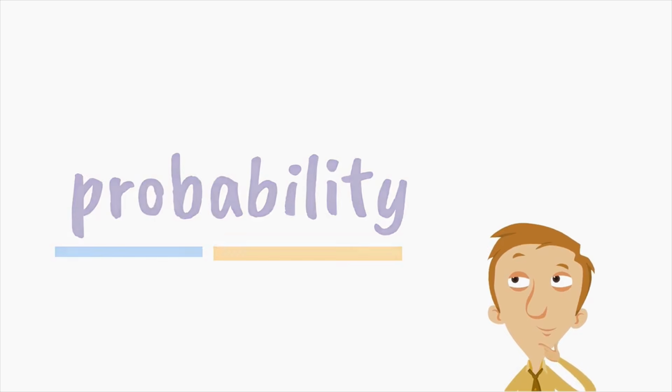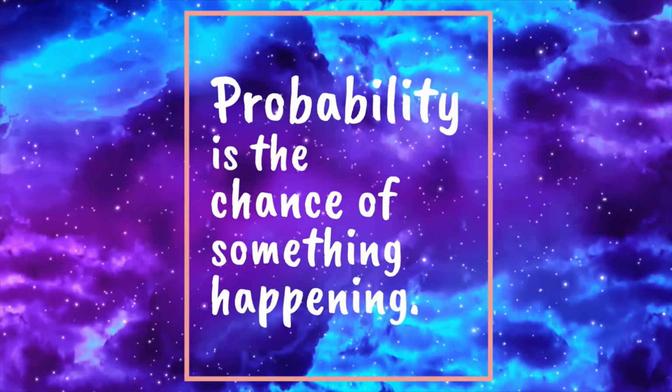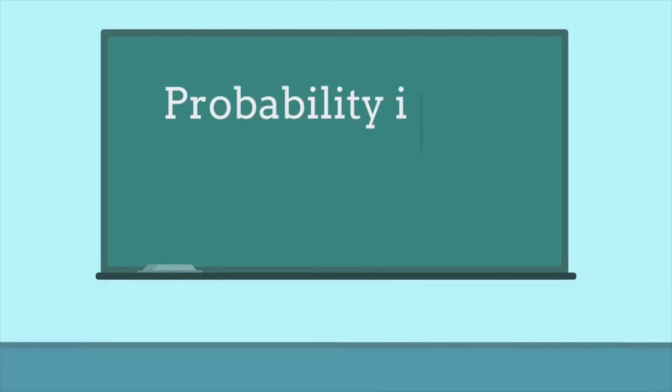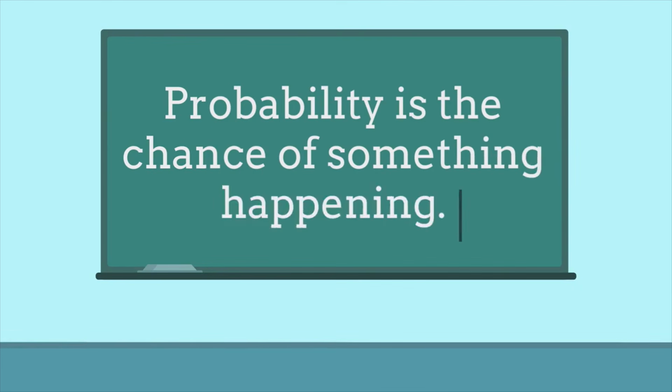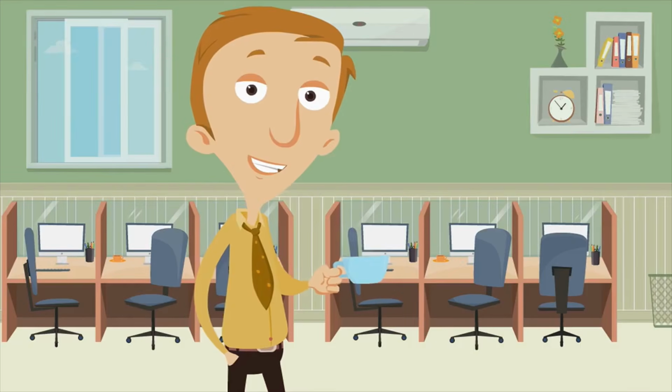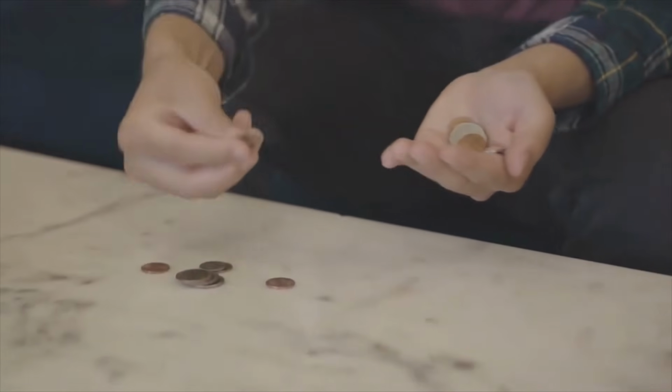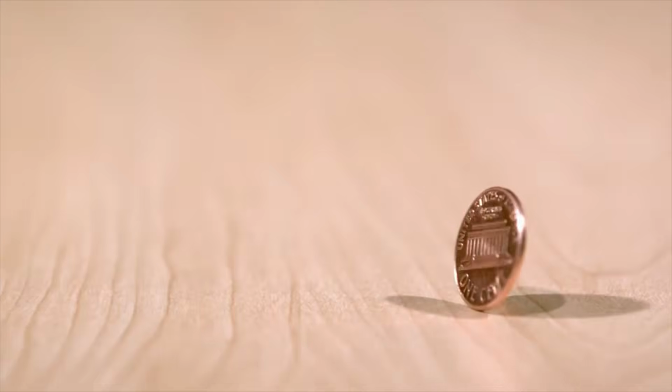Probability is the chance of something happening. That's pretty simple. I'll show you how it works using coins. Coins are fun, especially to spin, okay?